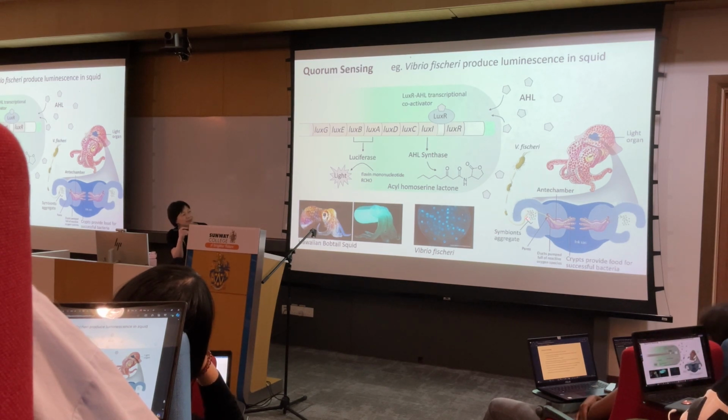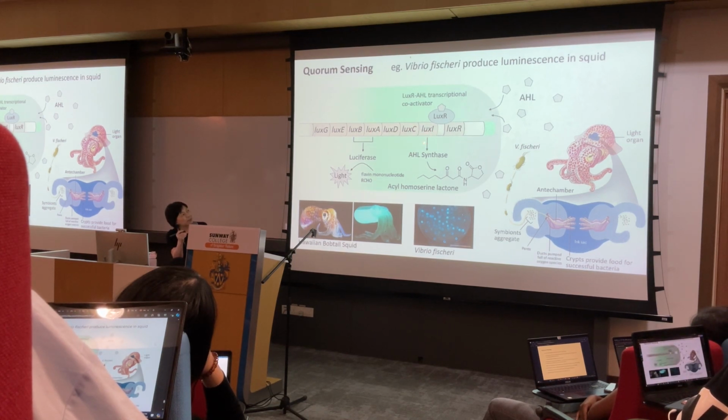This is when quorum sensing comes to play a role. Now, in the Vibrio fischeri, they have an operon. The operon has all these genes, Lux genes, LuxE, B, A, D, C, I. So this LuxI can produce AHL. AHL, as I mentioned just now, is the autoinducer, right? The molecule for quorum sensing. So it actually expresses the AHL synthase, which can produce the AHL.